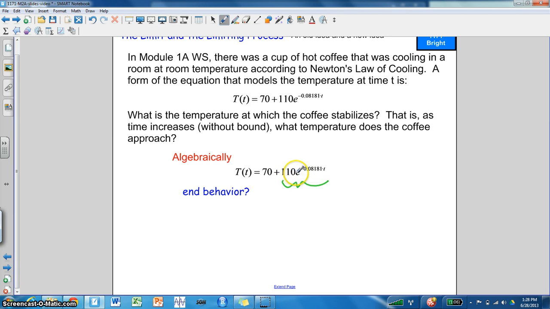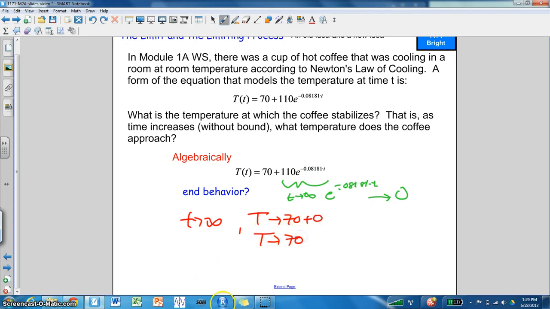We know that the basic exponential function, if this was a positive constant, would approach infinity as time increased. However, this is a negative, so it's a horizontal reflection, and so this component, e to the negative 0.08181 times t, will actually approach 0 as time increases. Meaning, as a whole, as time increases, temperature is going to approach 70. Remember, the 70 didn't change over time, and this entire value will approach 0. Or we can just say, doing the arithmetic, 70. Same answer, different way.